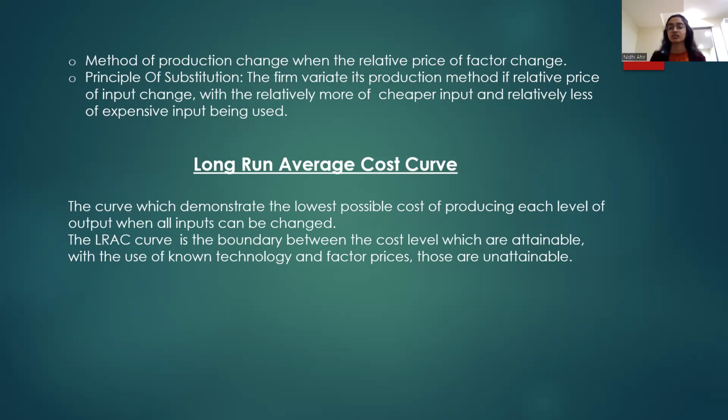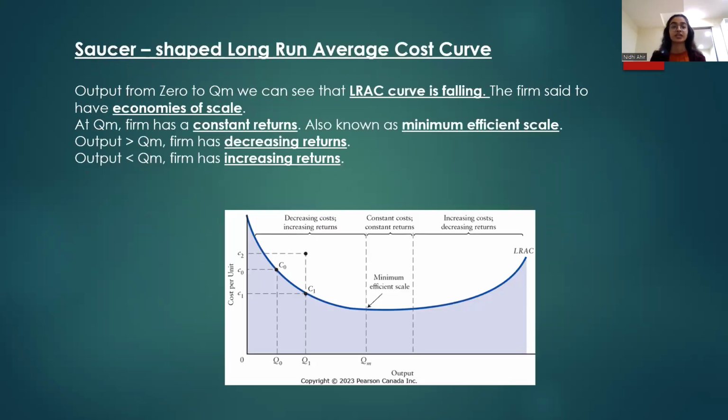Long run average cost curve. This curve represents the lowest possible cost of producing each level of output when all inputs can be changed, that is, all inputs can be varied. The long run average cost curve is the boundary between the cost levels which are attainable with the use of known technology and factor prices, and those which are unattainable.